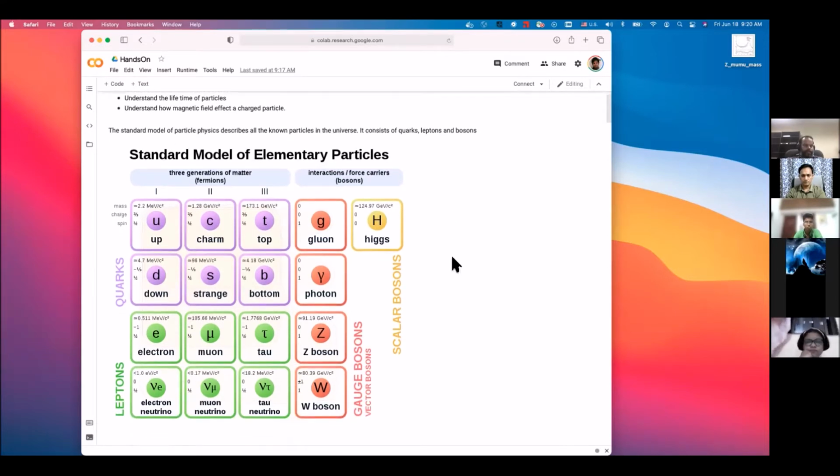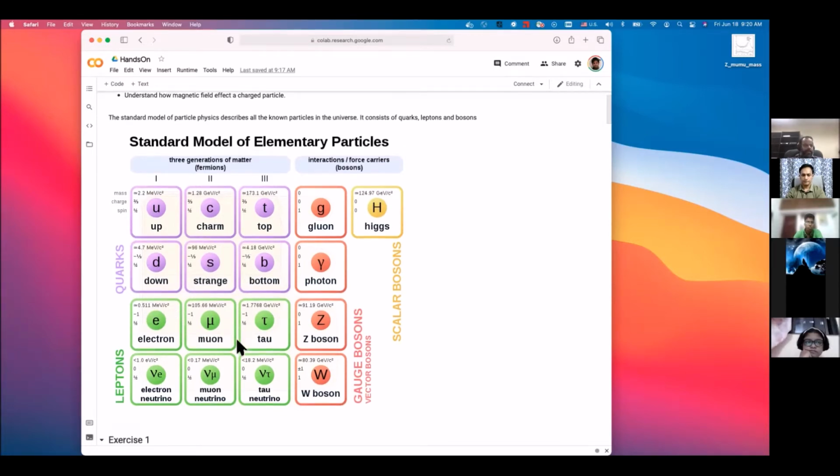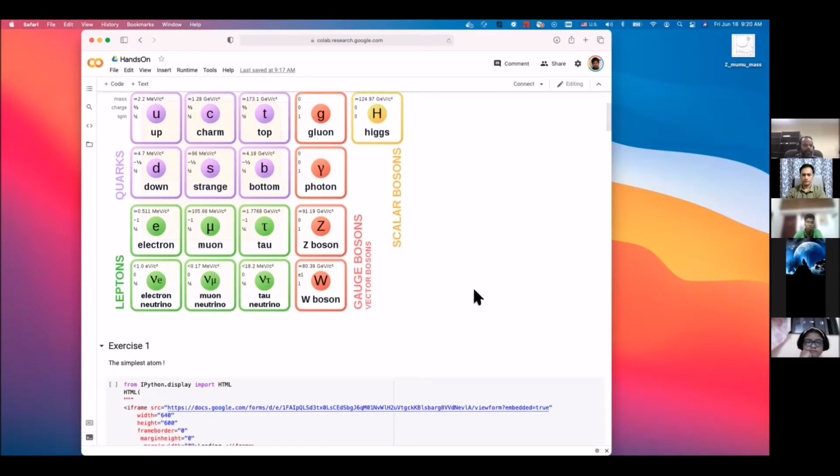We also reviewed this table a little while ago. This is a table of the standard model of particle physics: the up and down type quarks, up, down, charm, strange, top, bottom, and these leptons. So this is the structure of the standard model.